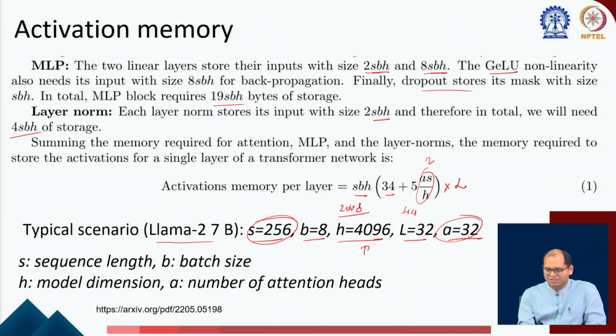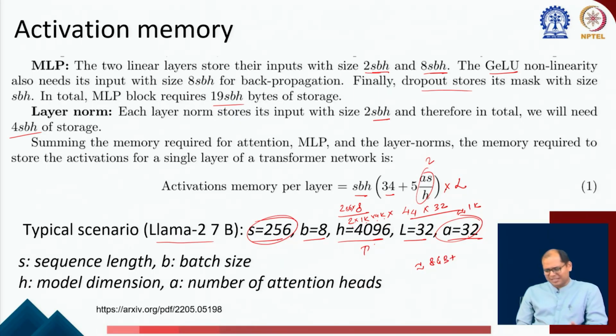So 256 cross 8 is roughly, right, so 2 into 1k, and h is 4k into 4 into 32. And you see this is also roughly 1k, even more. So more than 1k. So you get 1k 3 times. So you already have a GB, 4 times 2. So roughly like 8 GB or more memory for this particular configuration.